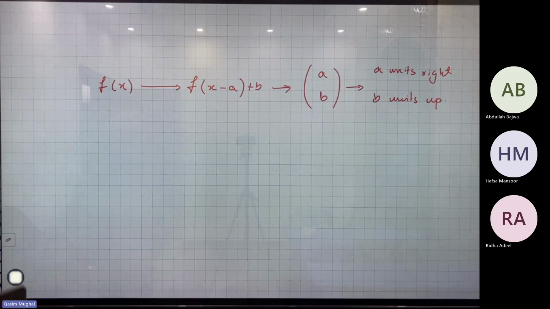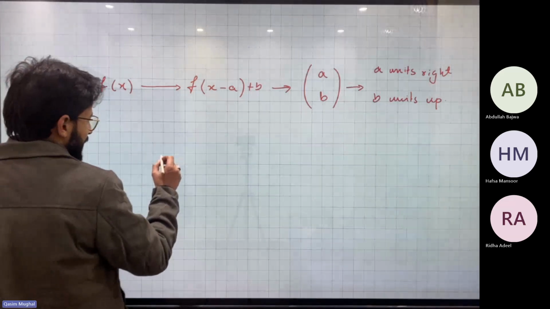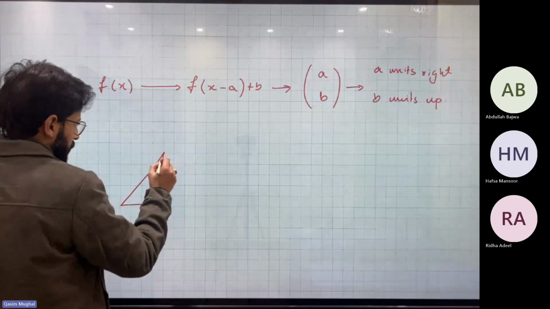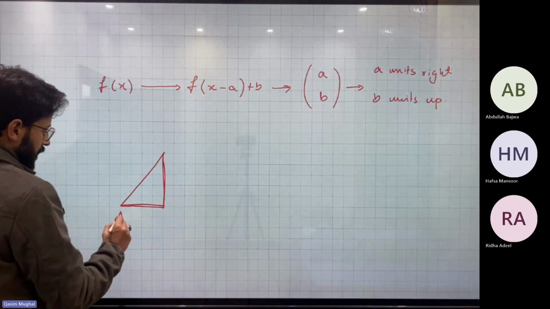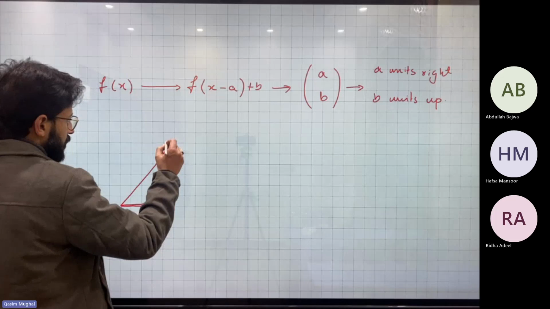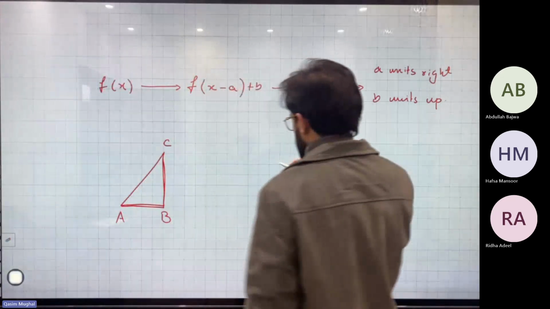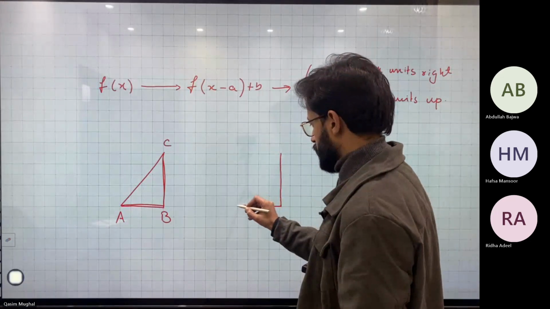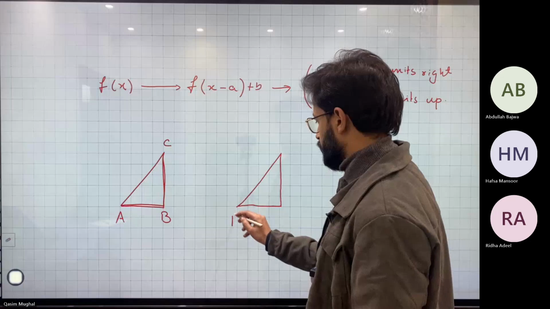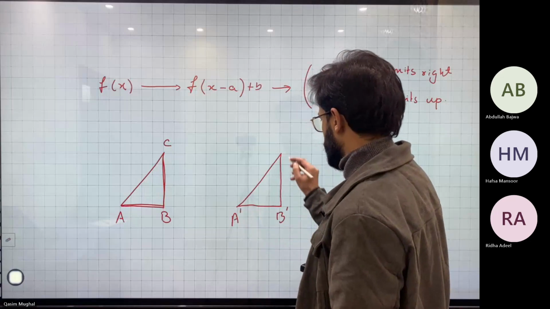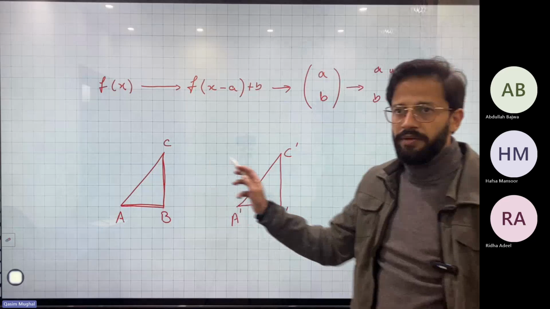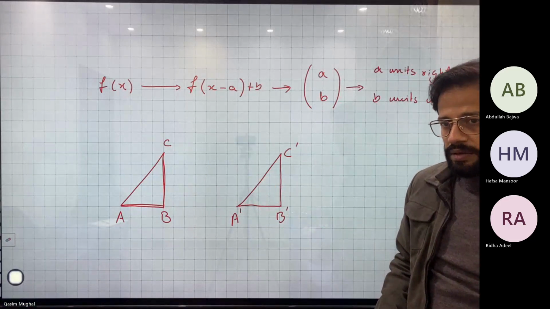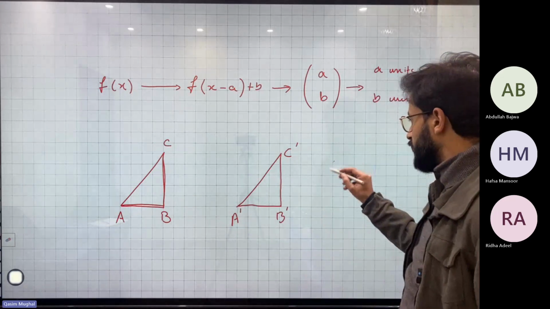Just for the sake of revision, what is actually the translation? How does it affect the diagram? For example, if you have this triangle A, B, and C, and the examiner draws another triangle here, which transformation is being applied from this triangle to this triangle? Translation. Can you help me write down the vector for it?